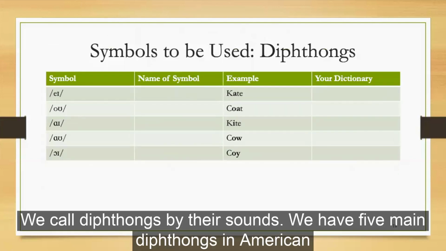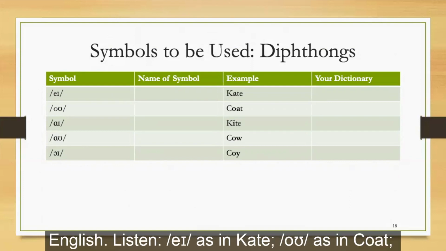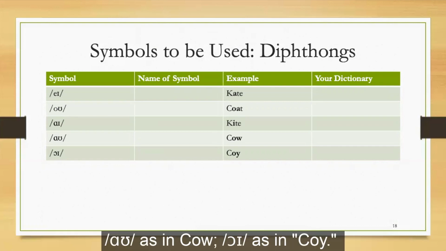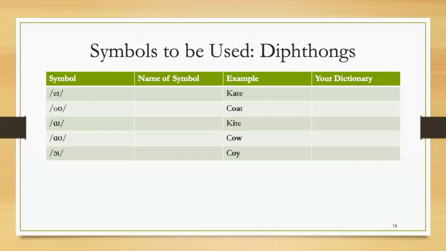We call diphthongs by their sounds. We have 5 main diphthongs in American English. Listen. A as in Kate. O as in coat. I as in kite. Ow as in cow. Oi as in coy.